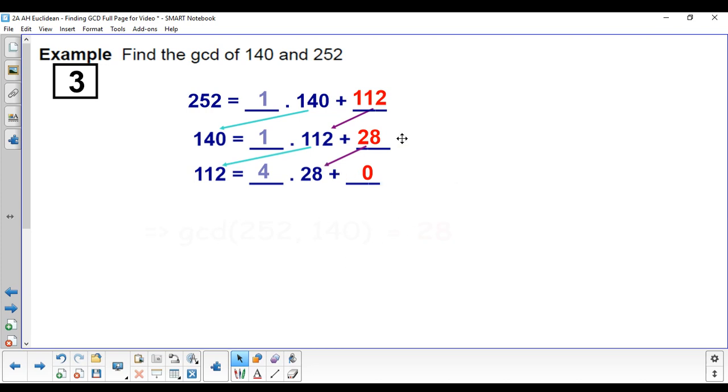So what do we do? Remember, we get the greatest common divisor by the number that's directly above the 0. 28 is the largest number that goes into both. Okay.